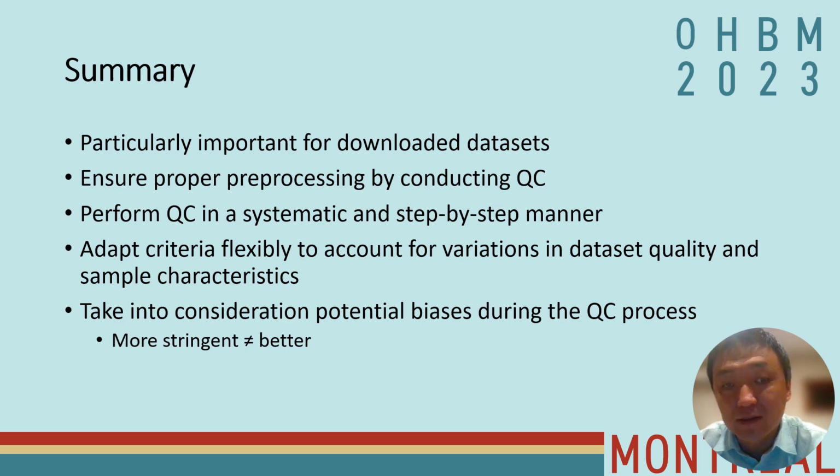And last but not least, I would like to remind everyone that being more stringent in quality control does not always result in a good result because it may also introduce bias in terms of which subjects you select to include in your analysis. Therefore, more stringent does not always equal better results. You always need to consider this, balancing the data quality and also the sampling strategy in order to achieve your research goal.